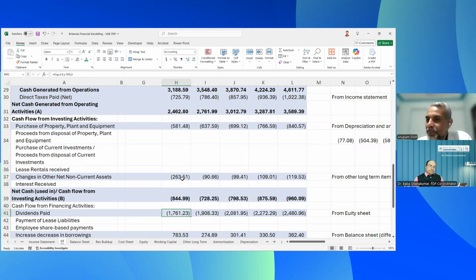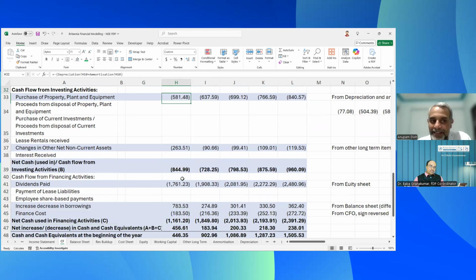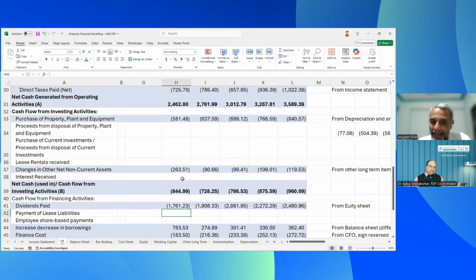And then this gives us cash flow from investing. Then we come to cash flow from financing. The first thing we are bringing here is the dividend payout, which we have calculated in the equity sheet. This is the dividend payout. This is a cash outflow, so negative side, right?